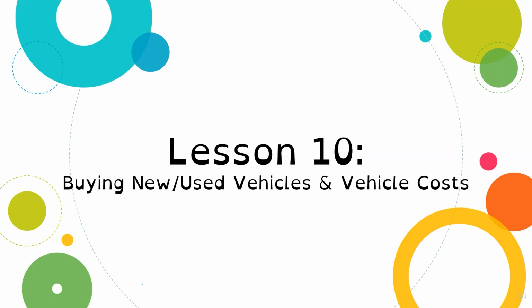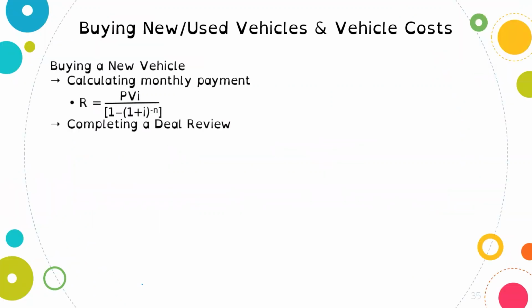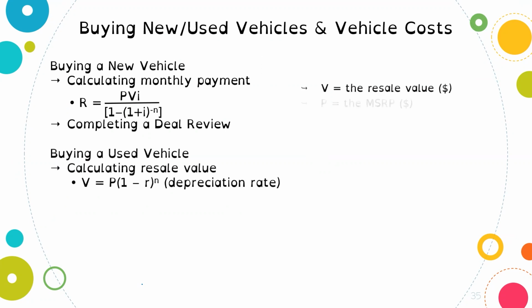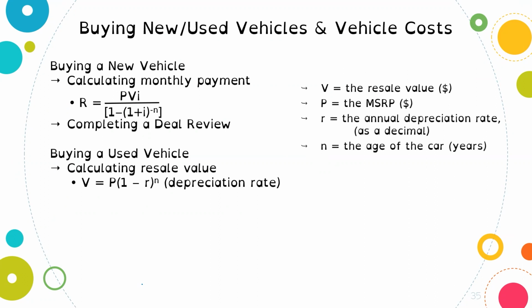So buying new, used vehicles and vehicle costs. So calculating a monthly payment for new vehicles, the same payment as before. We also figured out how to complete a deal review. When we're buying a used vehicle, we calculated the resale value based on depreciation rates, how much value is lost, which is V equals P times 1 minus R to the exponent N, where V is the resale value, P is the MSRP, sorry, the price basically.